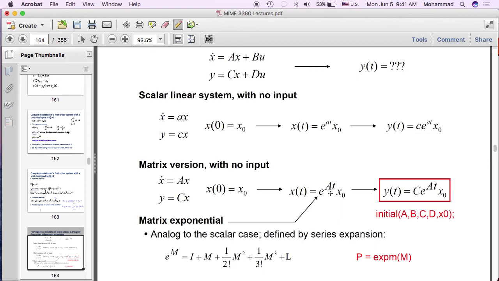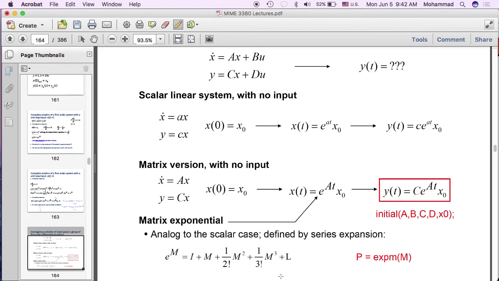Now the small problem is we know how to find e to the power of numbers. You just grab a calculator, you find exp of 5. But how do you find exp of a matrix? If you have a 2 by 2 matrix, what is exp of that matrix? The answer is there is a function that MATLAB has and some calculators have. But what that function really does is find this series expansion.